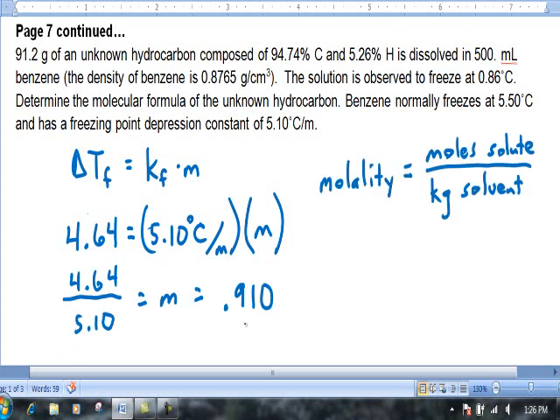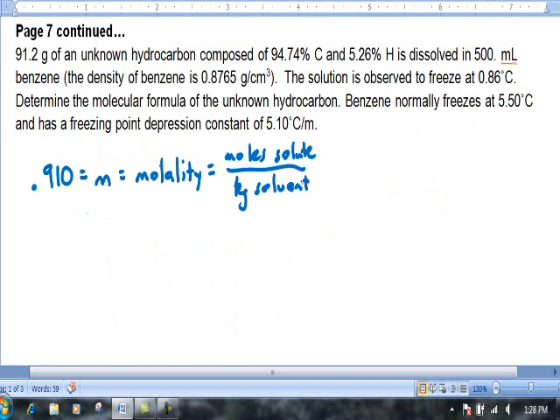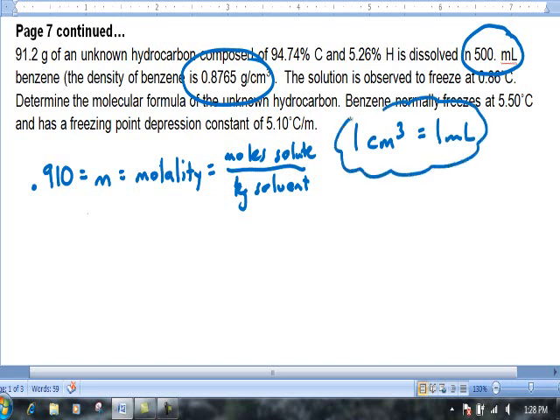Knowing our molality of 0.910 and that molality is equal to moles of solute per kilogram of solvent will allow us to solve for how many moles of solute we have in our solution because we're given in the problem information how many kilograms of solvent we have. However, to calculate our kilograms of solvent, we have to use the volume of the solvent we're provided, 500 milliliters, and the density of the solvent, 0.8765 grams per cubic centimeter. Now, one of the things is that 1 cubic centimeter is the same as 1 milliliter in volume measurement.